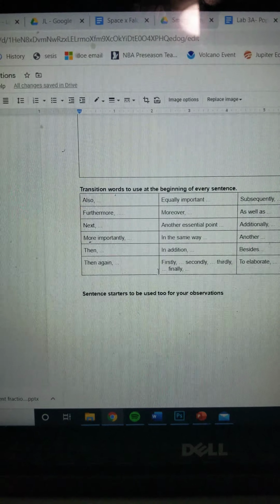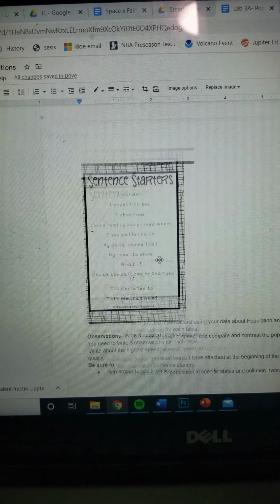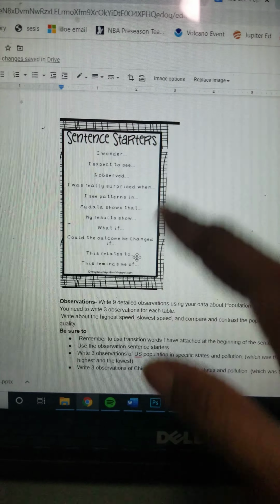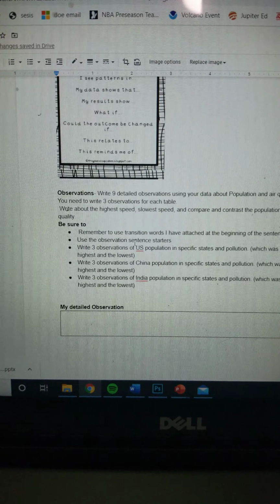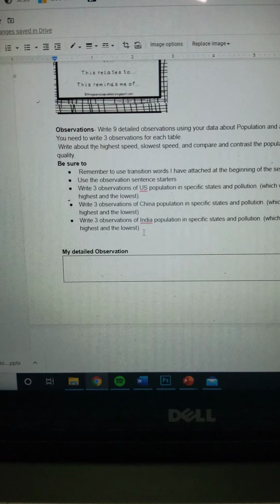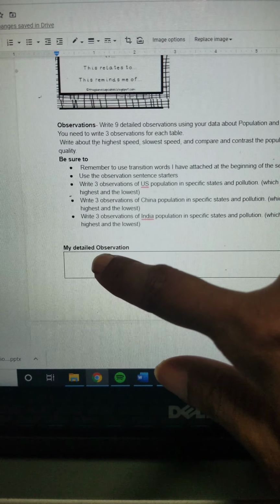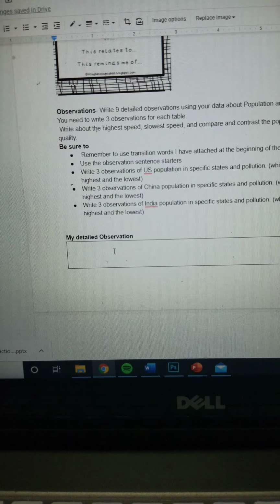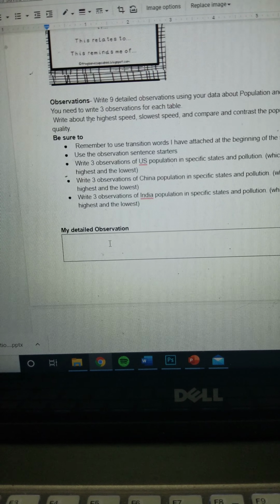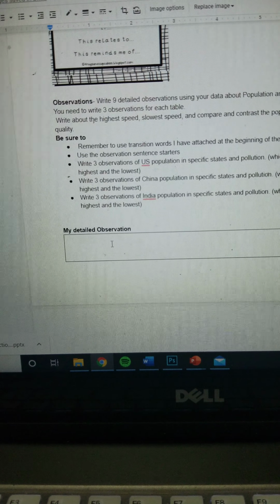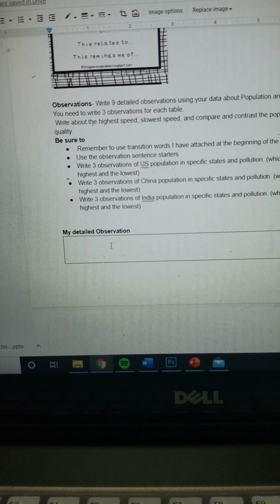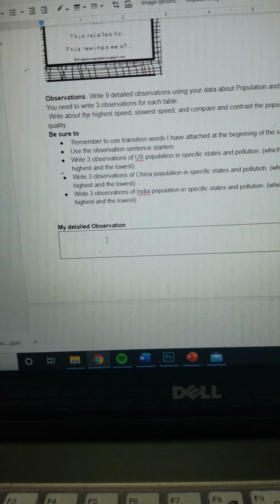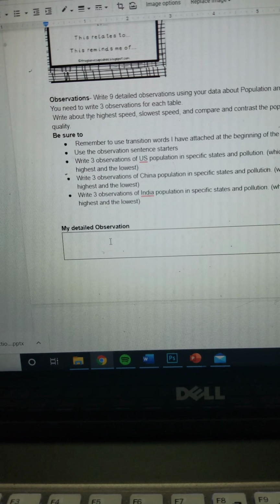Once you do that, you are going to use your sentence starters. These are your transition words right here. And for your sentence starters, you're supposed to use one of each for every sentence. You're going to write 3 observations for the United States, the places, population and the air quality, 3 observations for China, the population, places, and pollution for the air quality, and you're also going to do India, places, and the specific air quality.